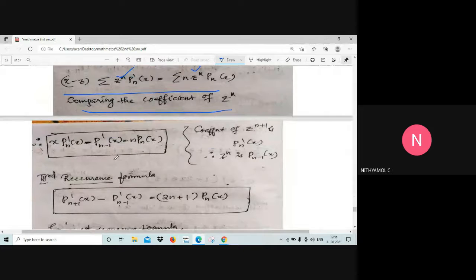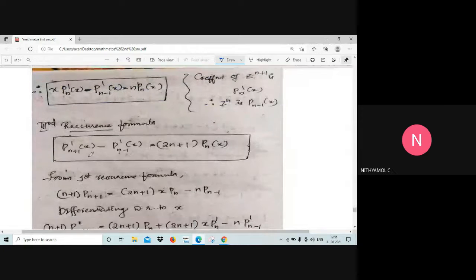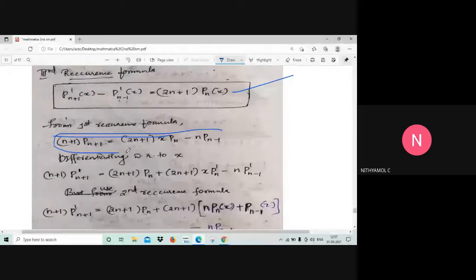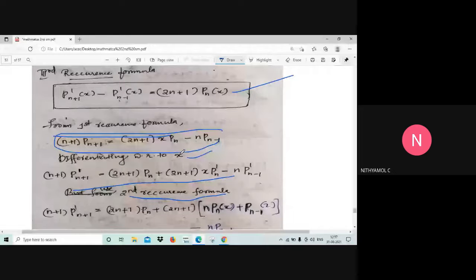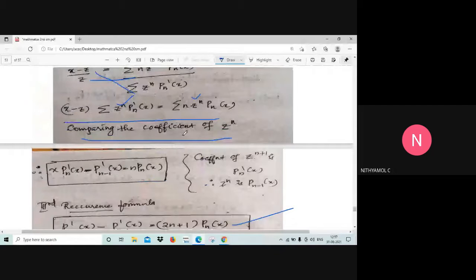And the third recurrence formula is this one, Pn prime of x minus Pn minus 1 prime of x equal to (2n plus 1) Pn of x. So from the first recurrence formula, this is our first recurrence formula. Then we have to differentiate this formula with respect to x. Then we get this one, and we have to use the second recurrence formula. Second recurrence formula is what? So instead of this, we can use this second recurrence formula, n Pn, x Pn prime. Then the next step is this one.